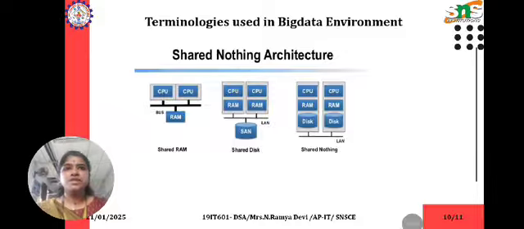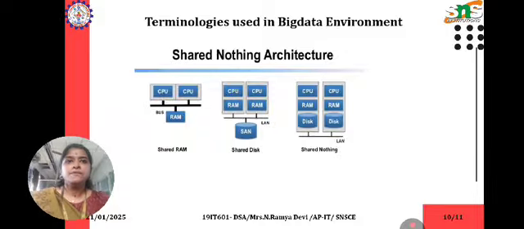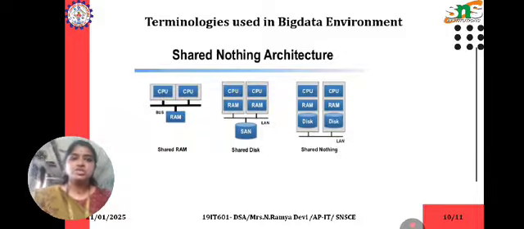So this is the architecture behind shared nothing architecture. Here we have shared RAM and shared disk, but this is the shared nothing architecture. Each has its own CPU, RAM and disk, but they are connected to the same LAN for exchanging the information.